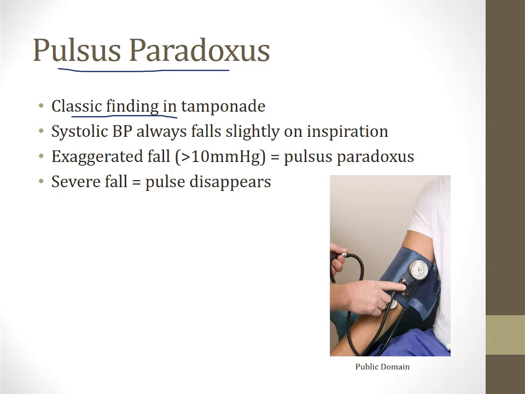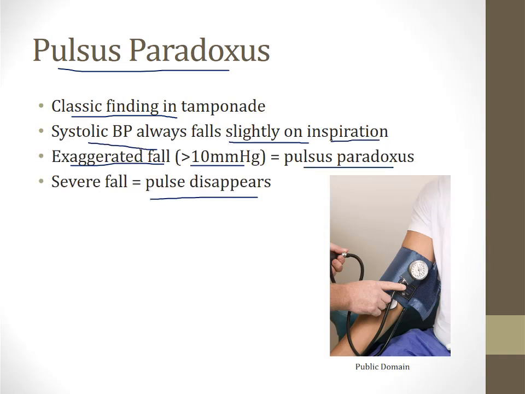In order to understand pulsus paradoxus, you need to understand that our systolic blood pressure always falls slightly when we take in a breath or inspire. In tamponade, there is an exaggerated fall greater than 10 millimeters of mercury, and this is called a pulsus paradoxus. It gets its name because if the tamponade is severe, the drop in blood pressure can be so great that you can no longer palpate the pulse.